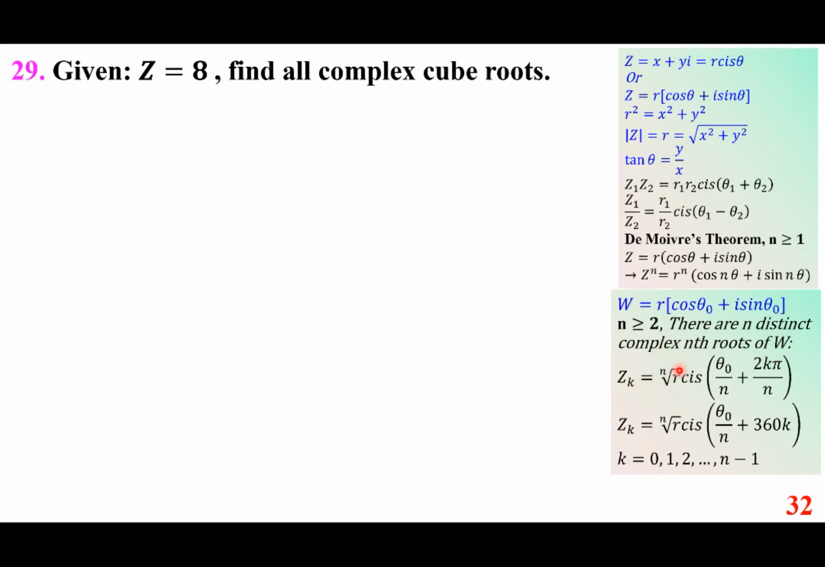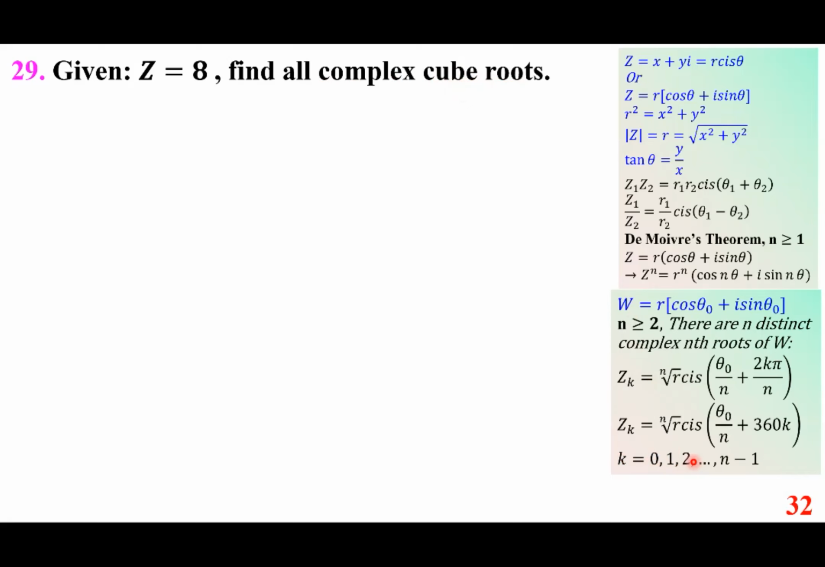Z sub k is the nth root of r, so we take the nth root of r after we put it in the proper format. Theta 0 over n, and then we add 2 pi k, or 360, because both of them mean a complete revolution. If it's in degrees, 360k. If it's in radians, 2k pi. And then we let k be 0, 1, 2, all the way to n minus 1. So in this case, we want the cube root. That means k is 0, 1, 2. Cube root means there are 3 of them.